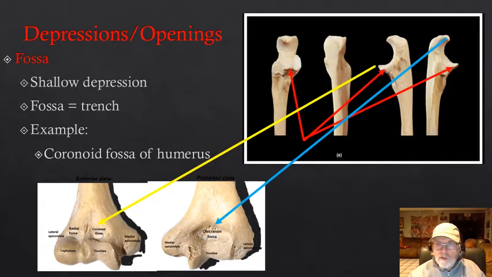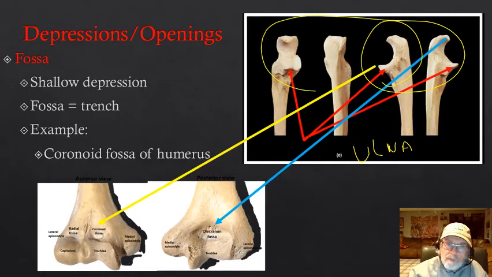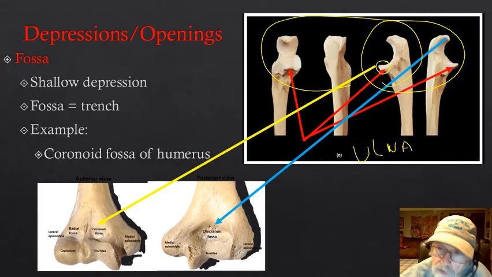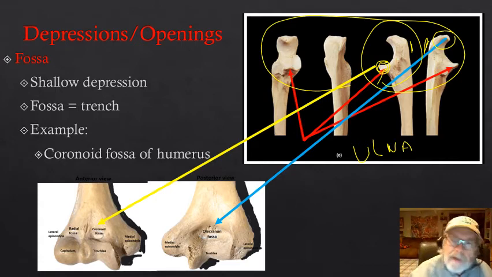Now, up on the upper right, that's the ulna. This is the proximal ulna, all up in here. On the front of the ulna there's a little hook, and on the back of the ulna there's another little hook. This area of the ulna is called the olecranon process. This little hook right here is called the coronoid process.